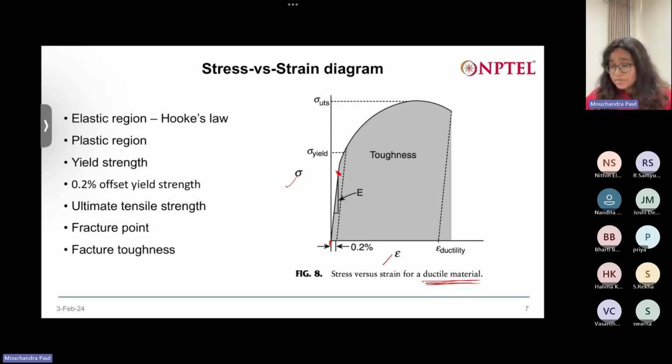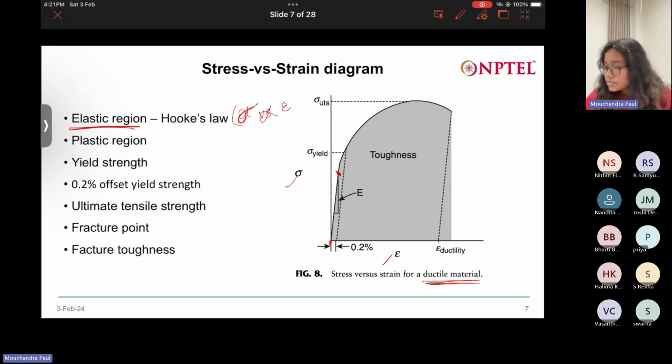Now what is the significance of this particular straight line here? Within this region, if you decide to remove the tensile force, what will happen? Your material will come back to its original dimension. It will instantaneously come back like a spring. That is why this region is called the elastic region. Within this region, we define Hooke's law, which is nothing but stress, denoted by sigma, is proportional to strain. Let me just write it again.